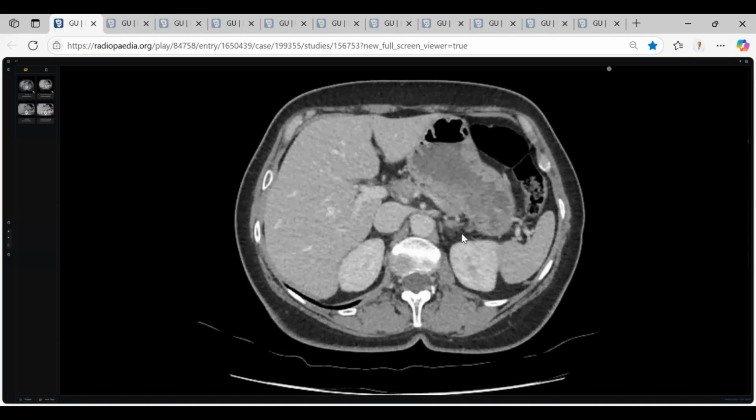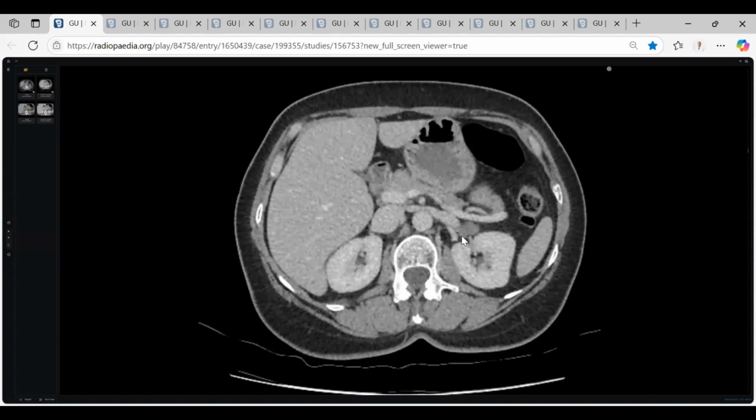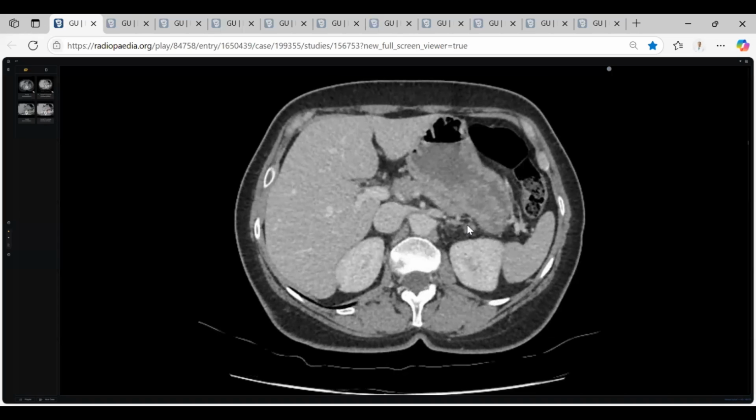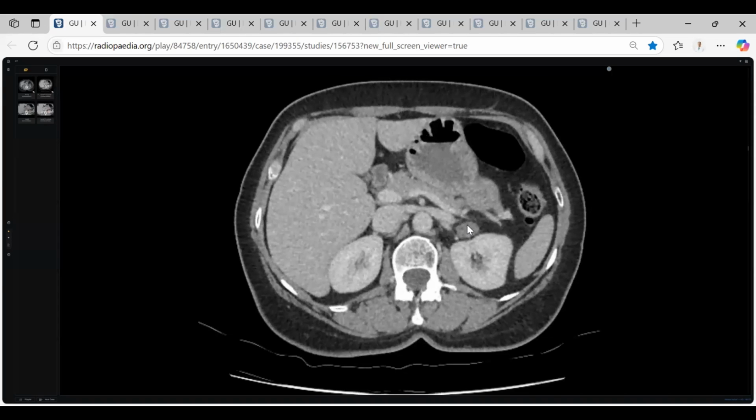Give me a differential diagnosis for this. What are the differentials for the mass and lymph nodes? Another differential would be a complex Bosniak type 3 cyst. Are you sure? What else?